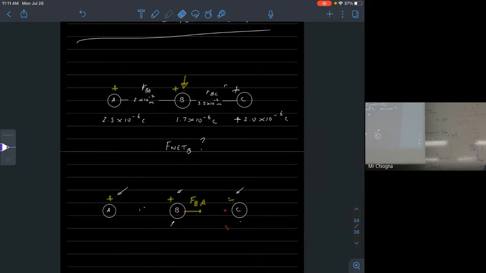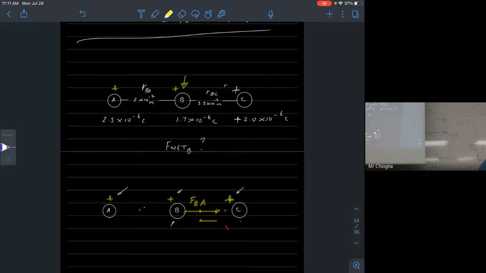Let's just draw this. FBA a little bit longer. Here's your FBA. That's still in the same direction. A is going to push B because they're both positive. A is going to push B to the right. What about C? Now C is positive. C is also going to push B. So C is going to push this way. Now, the question is, how do I draw this? Don't answer it, but I'll answer it for you. This is FBC here. It's going to be this way.